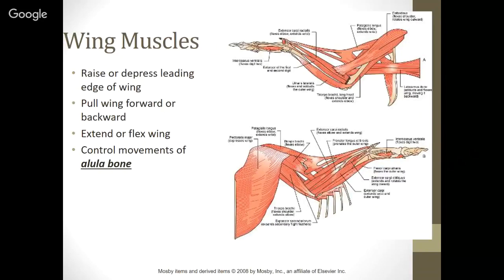Wing muscles. I'm not going to have you memorize these except for a few of them. They will raise or depress the leading edge of the wing. They'll pull the wing forward or backward, and they'll extend or flex the wing to control movements of the humerus bone. This is the patagial longus. It runs along this patagium where that ligament is, and I do think that is something important to remember. The patagial longus, you can see, has several different points of attachment, so there are several different ways this muscle can be used to move that wing.